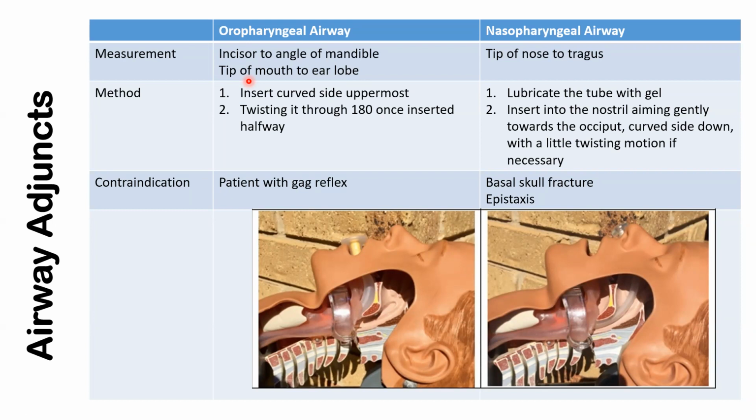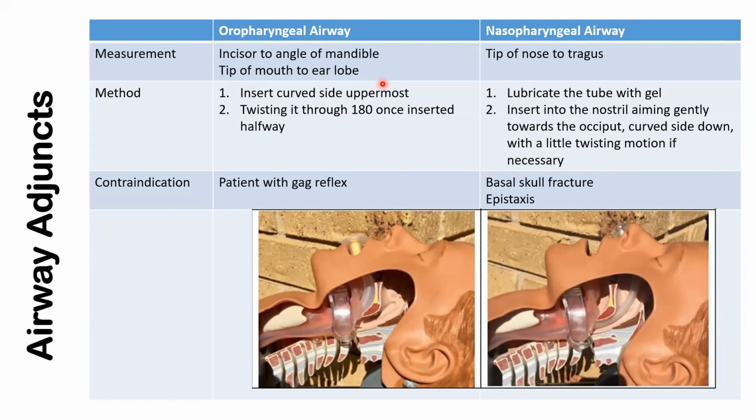Okay. So when we insert this, you want it to sit like this. However, when inserting it, you first insert it backwards. We open the airway and insert it backwards. Then once you are halfway in, you twist 180 degrees. Subsequently, it is in, and then you ensure that it is in the right position. So this is for the OPA.